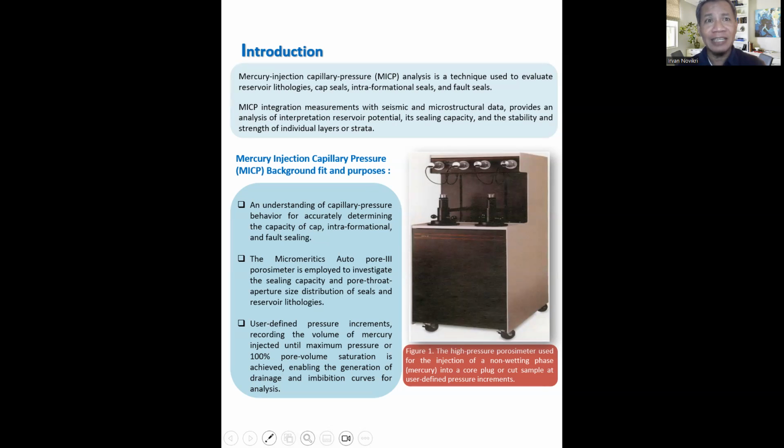If we look at the illustration in Fig. 1, the high-pressure porosimeter used for mercury injection capillary pressure analysis is state-of-the-art equipment capable of injecting mercury into the core sample at user-defined pressures, allowing the determination of pore throat aperture size distribution and sealing capacity of the reservoir lithology and seal. The analytical pressure tables are customized to ensure equilibrium during the injection and withdrawal stages.